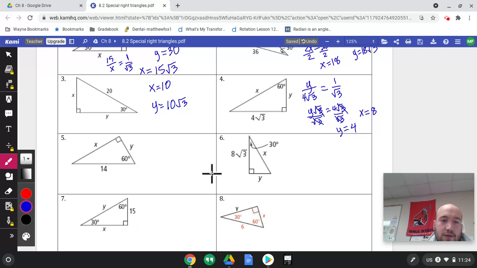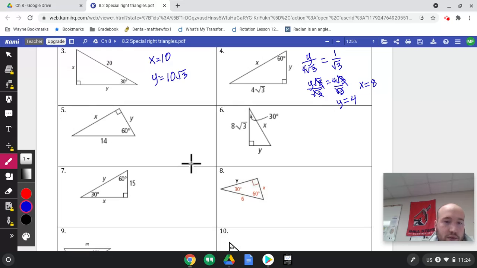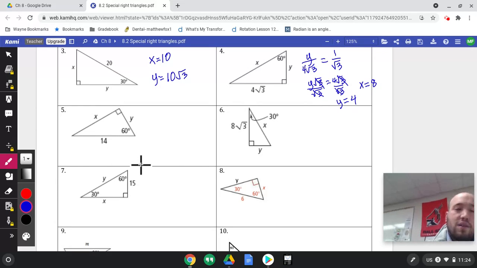Hopefully it's starting to make sense. On this next one, we are given the hypotenuse. Once again, in my opinion, the easiest method, if you know the hypotenuse, just divide it by 2 and you'll figure out what the side across from 30 is. Once again, there's no 30 there, but if this is 60, we know there's a 30 here. So over here, that y would have to be half of the hypotenuse. So we know then that y equals 7.